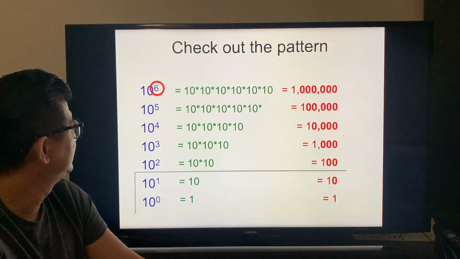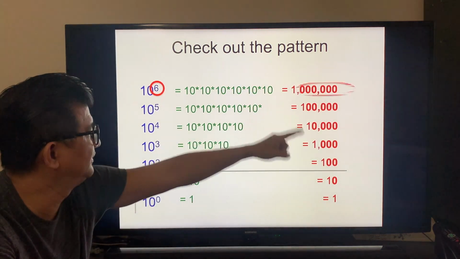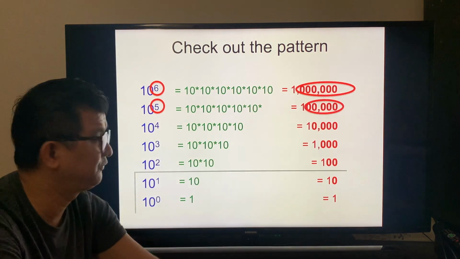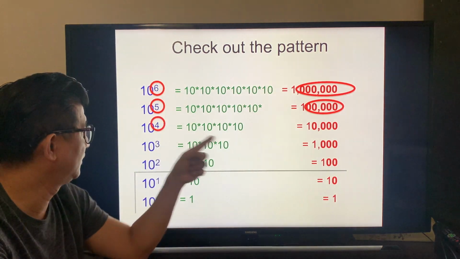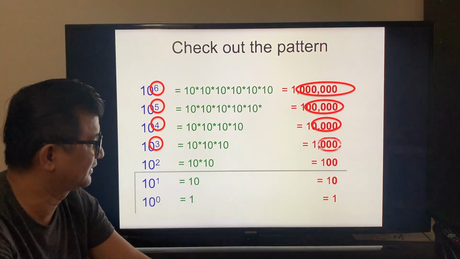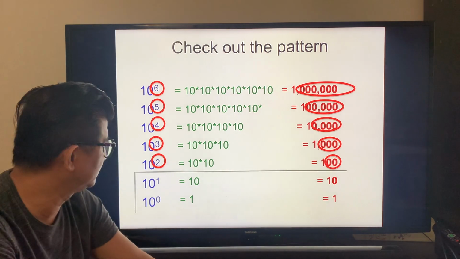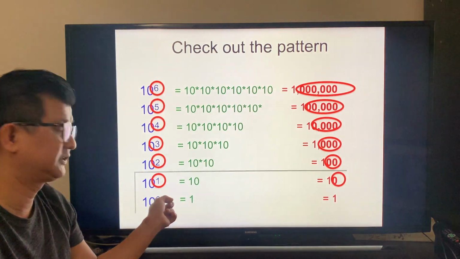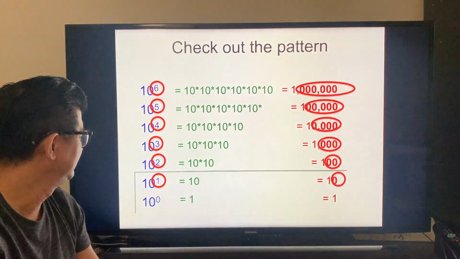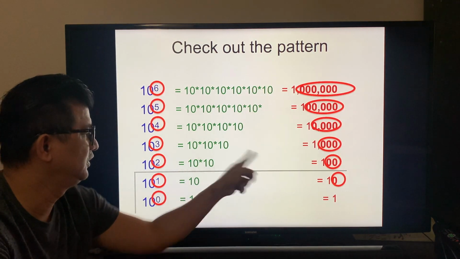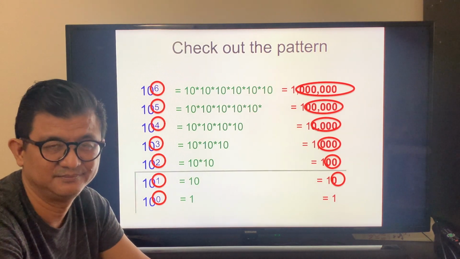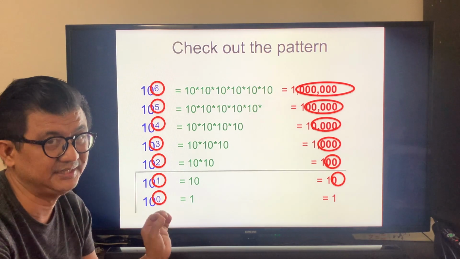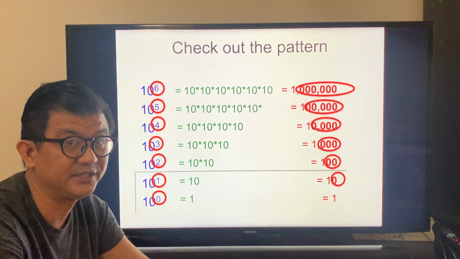Check this out. An exponent of 6 will have 6 zeros after 1. An exponent of 5 will have 5 zeros after 1. 4 will have 4 zeros there. 3 will have 3 zeros there. 2 will have 2 zeros there. And 1 would have 1 zero there. Do I have a 0 here? That's a 0. Therefore, there's nothing to put in there. So, correct. Anything raised to the 0 power, a base 10 with a 0 power, is 1.